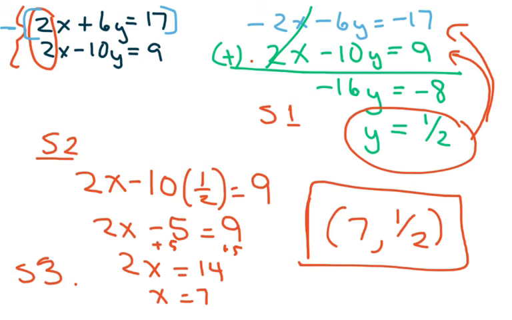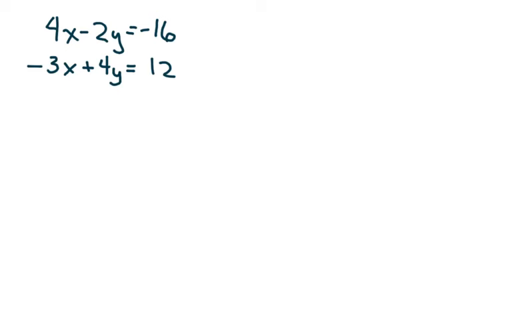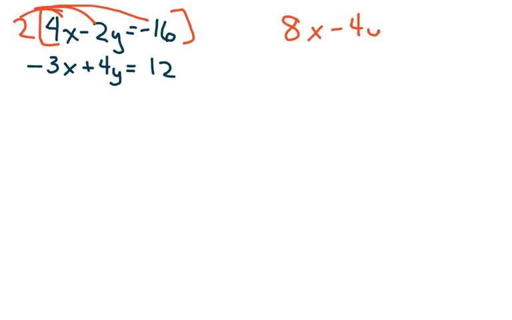And then I have one more. We have this one here. So in this case, what I want to do is go ahead and multiply this top one by 2. And I'm going to multiply each piece here by distributing the 2. So that's 8x minus 4y equals negative 32. And then just copy the second one down.